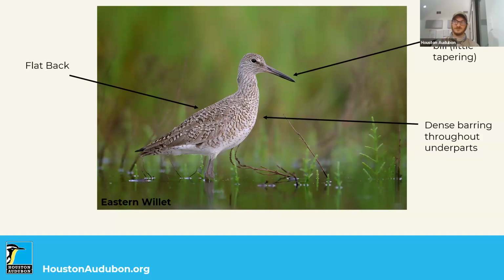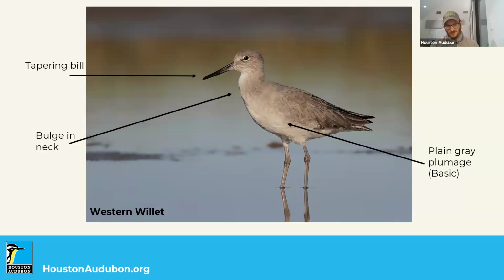And then one of the biggest marks you can use, and I have another photo later that shows where it isn't always 100% accurate, is that because Eastern Willets are here to breed, they tend to be in breeding plumage or alternate plumage. And so they have this really dense barring across the neck, the chest, into the belly. So not only are they shorter, but they're also more densely plumaged and darker. So they just look kind of small and dark. To compare that to a Western Willet.